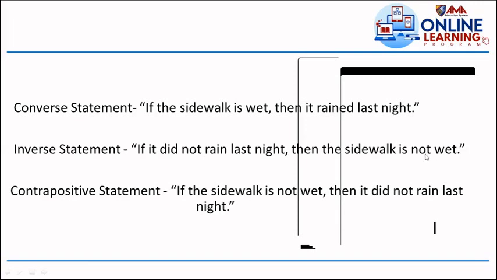Sa inverse, una pa rin yung A, kaso ininigit lang natin, did not. Ganon din sa A, at sa B, not wet. Okay? Nanegate lang siya. Sa contrapositive, it's a combination of converse and inverse statement. Ininegate mo silang dalawa, and then switching mo silang dalawa. Okay? Kaya, yun po yung summary ng tatlong statement po natin. If the sidewalk is not wet, then it did not rain last night. Okay?